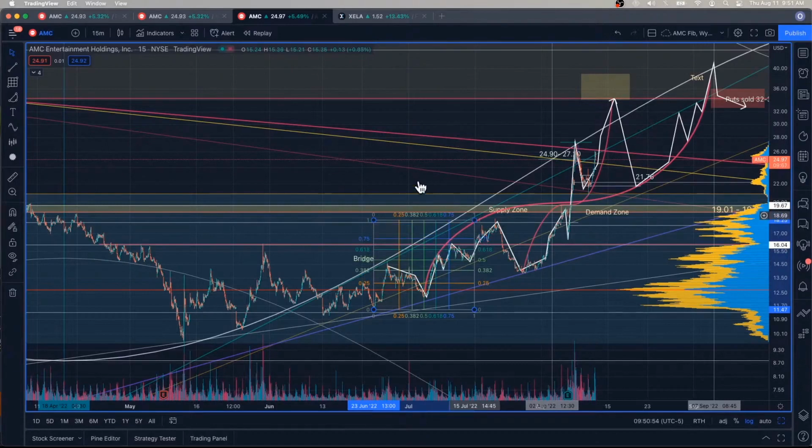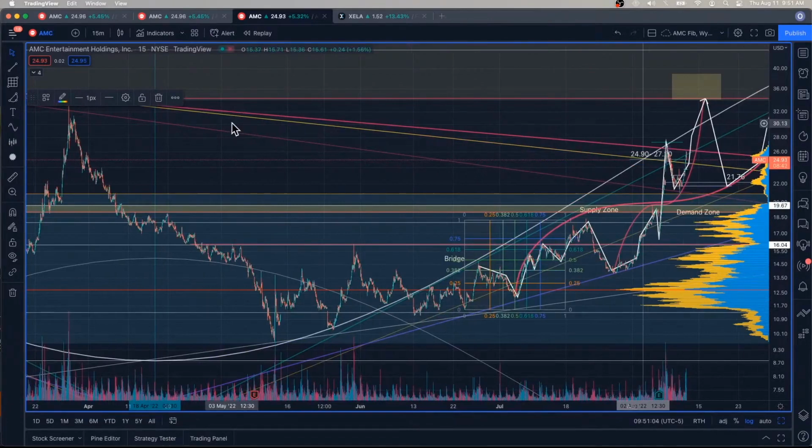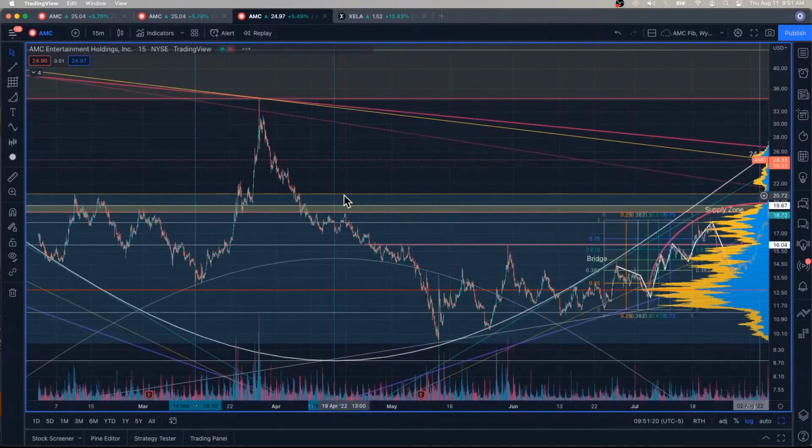Just a brief recap of how I set up this structure, okay? 50% to here, 50% to here. So 50% horizontally, 50% vertically. I did that because in this particular region over here, that's the way it kind of played out. So it's a way of measuring time and price.